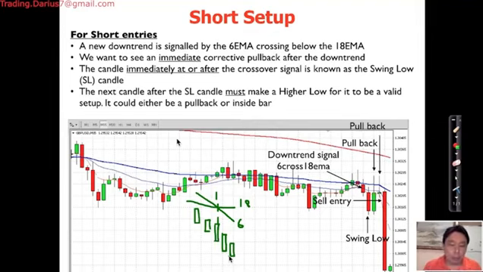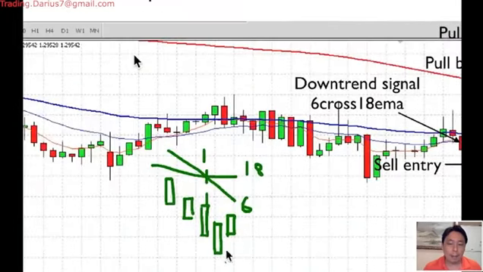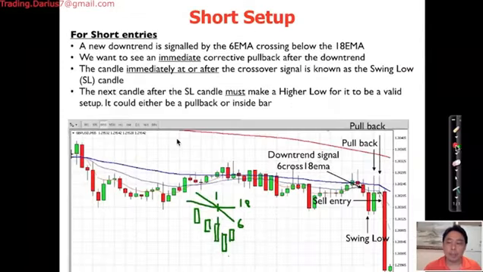Right? This can only come right after the cross. So the next candle following the swing low candle has to be a pullback candle or an inside bar. It has to pull back, making a higher low and a higher high, or a higher low and a lower high, creating an inside bar. All right, so it's the same thing.